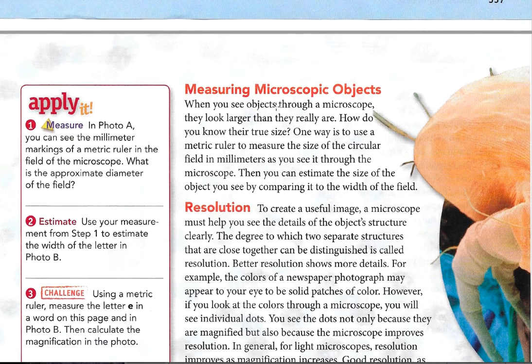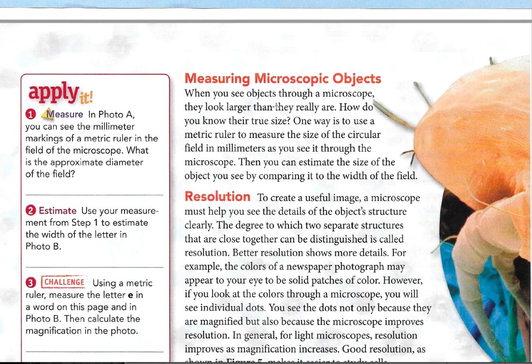Measuring objects. When you see objects through a microscope, they look larger than they are. How do you know their true size? One way is to use a metric ruler to measure the size of a circular field in millimeters as you see it through the microscope. Then you can estimate the size of the object you see by comparing it to the width of the field.